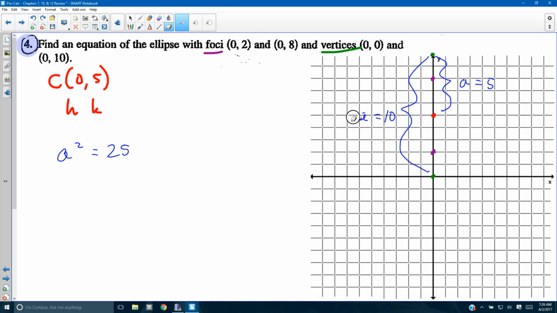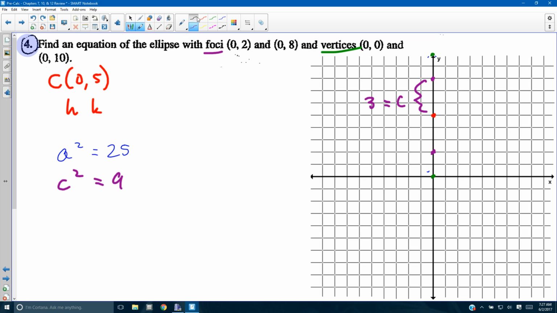I also need my b value here. I need to figure out what b squared is by figuring out what the minor axis length is, or what b is, or anything like that. Now, I'm not going to draw that stuff. In fact, I did all that I really needed to do with the drawings here, except for also representing c. 2c is the distance between both foci. C is the distance from center to one focus. That's going to be 3. So c is 3, c squared is 9.